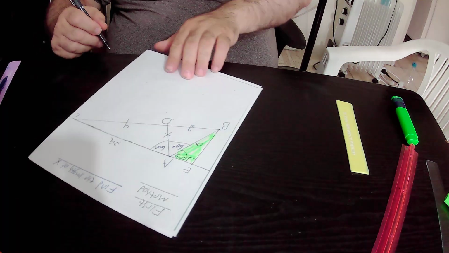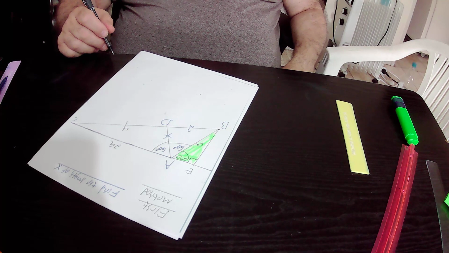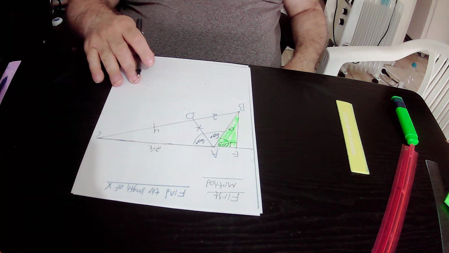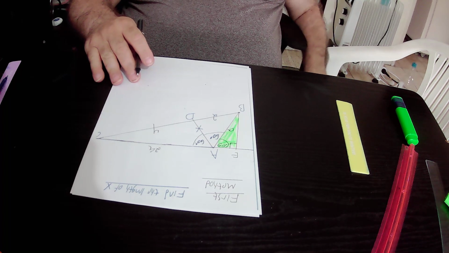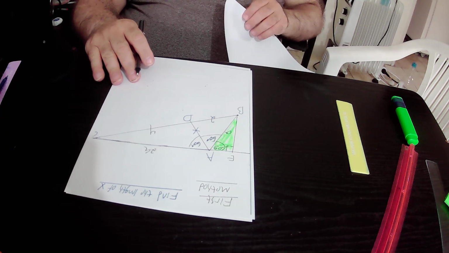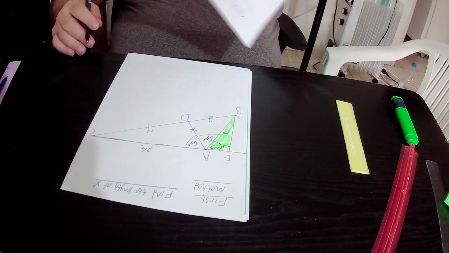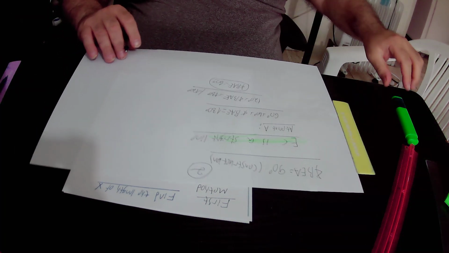Okay, so we will focus on the green triangle BAE. On the green triangle EAB, the green right triangle EAB.